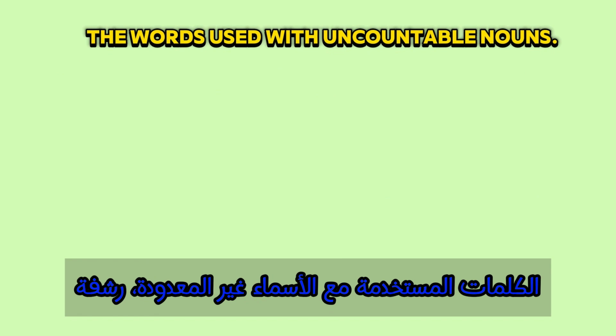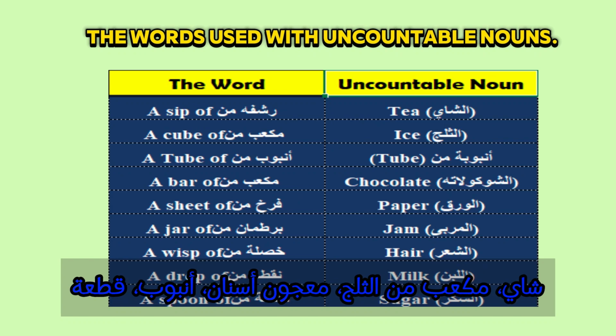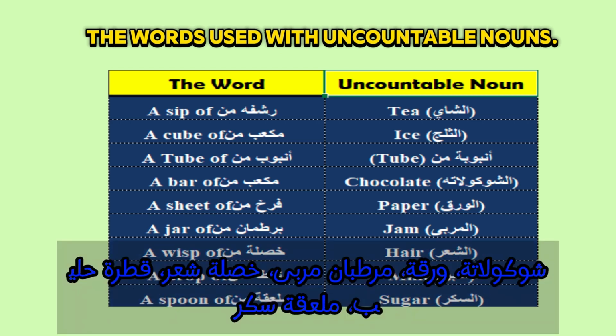The words used with uncountable nouns: a sip of tea, a cube of ice, a tube of toothpaste, a bar of chocolate, a sheet of paper, a jar of jam, a wisp of hair, a drop of milk, a spoon of sugar.